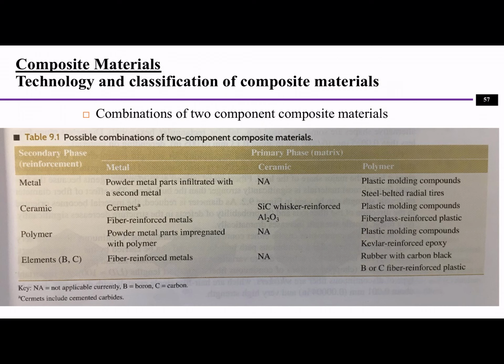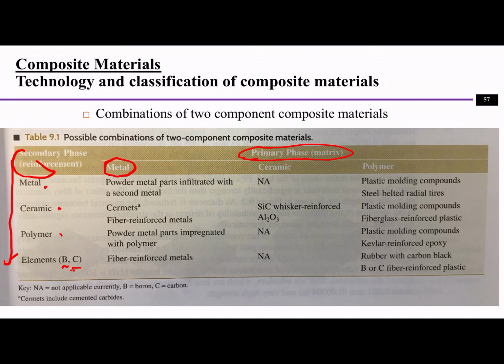So this is the primary phase, and this is the secondary phase. You can see if metal is the primary phase, it's a metal matrix composite. Metal can be mixed with metals, ceramics, polymers, and also other elements like boron and carbon. This is boron, this is carbon, and they can create different products.